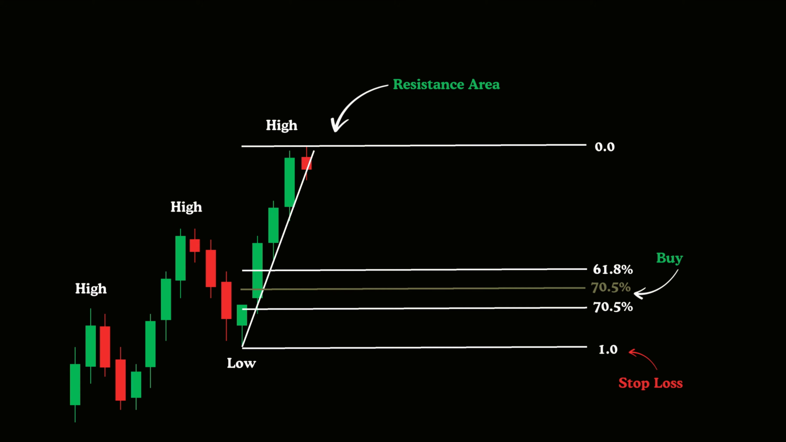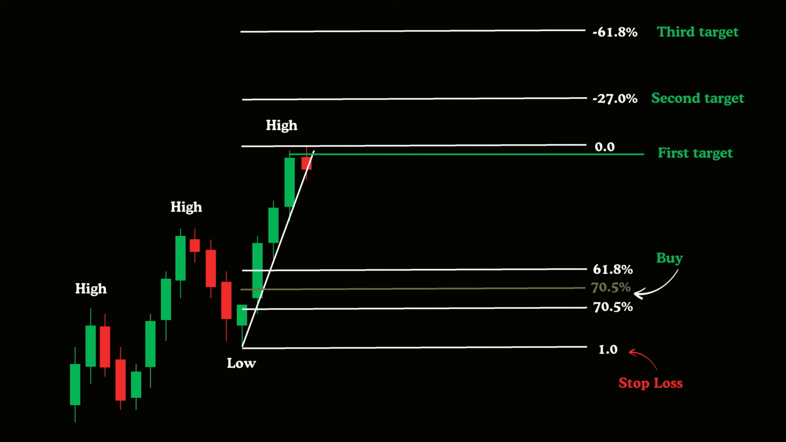The final phase is trade management and target selection. Since price is likely to react to this next structure zone, we'll set our first target just before that area, potentially at the close of the highest bullish candle. For additional targets, we aim for the -27% and -61.8% Fibonacci extension levels as our second and third profit-taking zones.